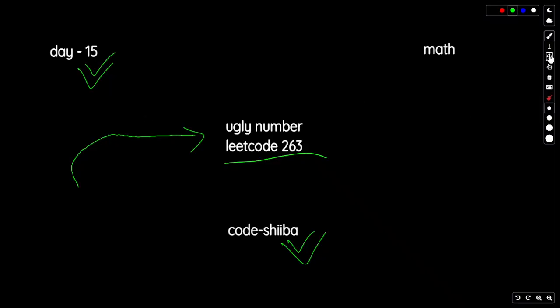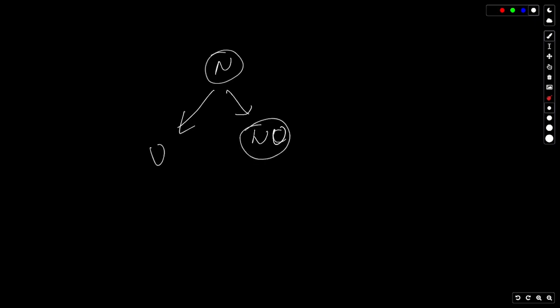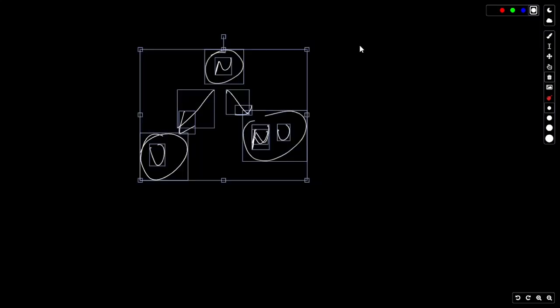So what is here? We are asked to find if a particular number is an ugly number or not. This is what we need to find essentially. How will we be able to do so? We need to look at, first of all, what an ugly number is.